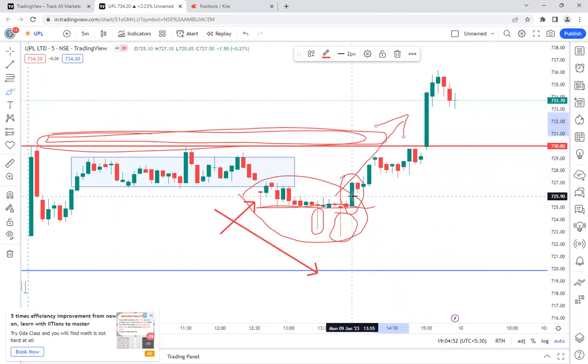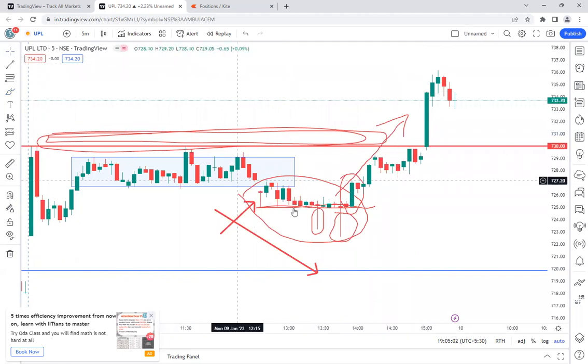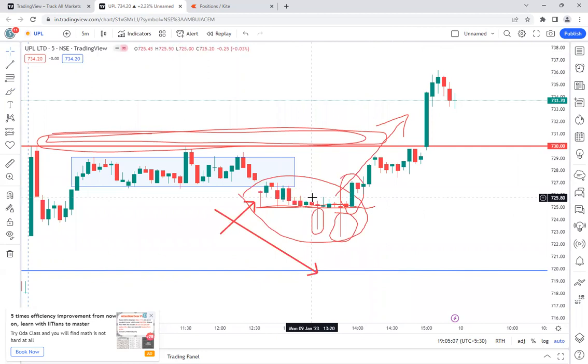And their intention is to kill all the sellers who are keeping their stop losses just above the day high or above the key level. So that is what they have done today. Okay, so there is a trap here. There is a selling trap here, but along with that, manipulators have given a good signal also.